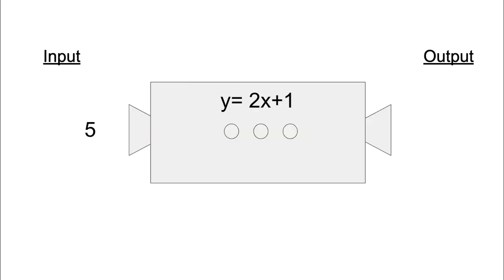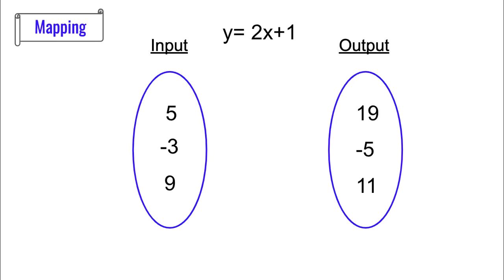Let's say that we're inputting the number 5 into our function machine, and our function machine is the equation y equals 2x plus 1. So if I put 5 into that function, I get out 11. If I put in negative 3 into this function, I get out negative 5. What if we put in 9? What will we get out? We get out 19. So how do we observe this through mapping?